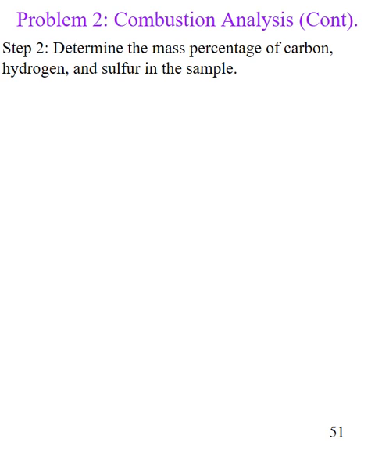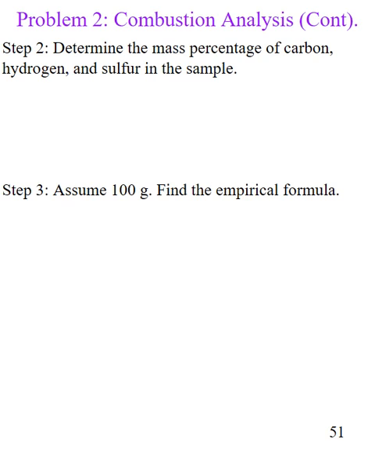Step 2, it says determine the mass percentage of carbon, hydrogen, and sulfur in the sample. So you need to do that. Once you find the mass percentage, then you're going to assume you have 100 grams, and you're going to solve for the empirical formula.